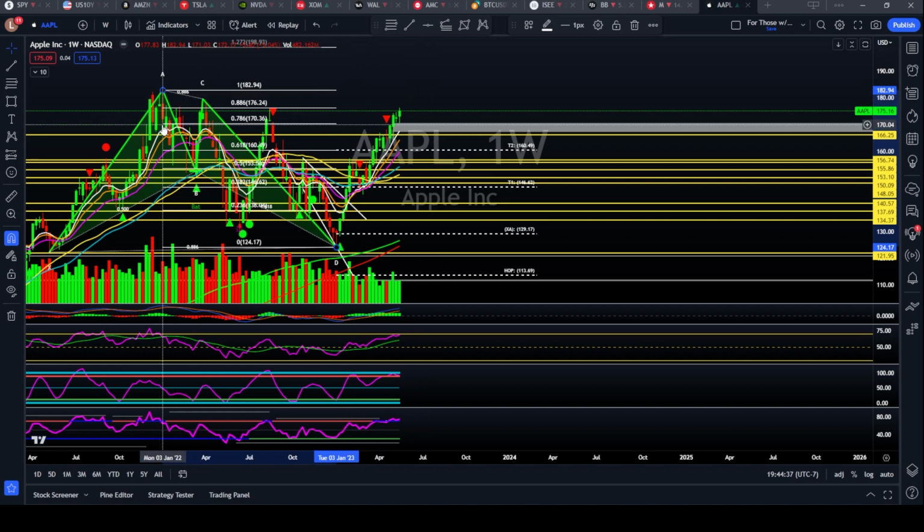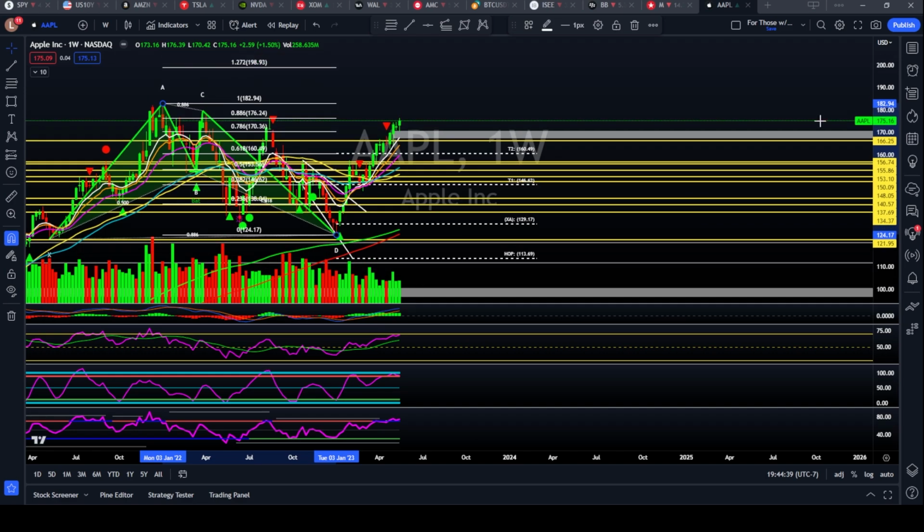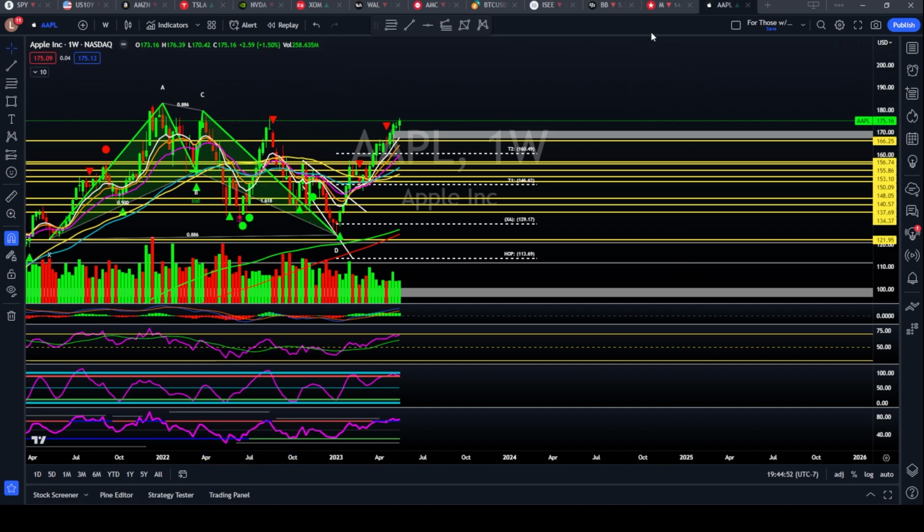all-time highs at 182.94. After that, if Apple somehow decides to continue pushing, the 1272 of this harmonic bat pattern would be at new all-time highs at 198.20, 198.93. Crazy to say that, but it's crazy to say that Apple right now is about $7 and change from reaching all-time highs. The volume did increase here slightly, or just average volume compared to last week.